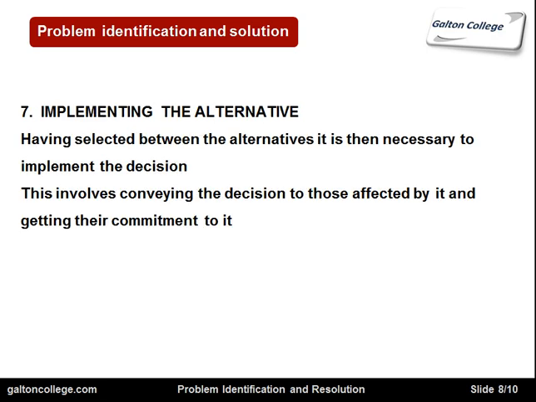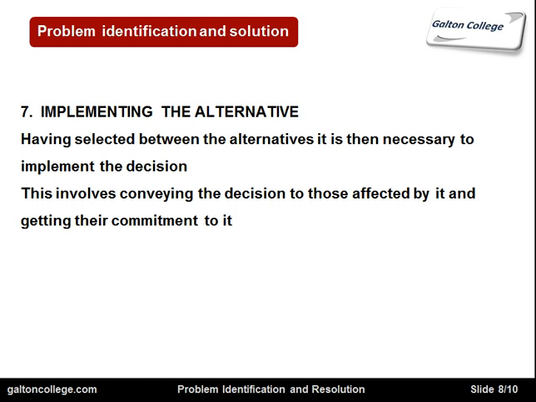And then we implement the alternative. Having selected between the alternatives, it's necessary to implement the decision. This involves conveying the decision to those affected by it and getting their commitment to it. So, having selected the alternative, implement it, and that means communicating it to the various parts of the business to ensure that the business clearly understands the route that the business is going to take to resolve the problem.